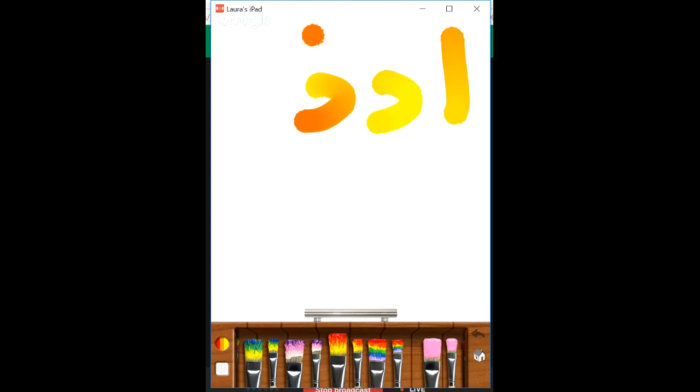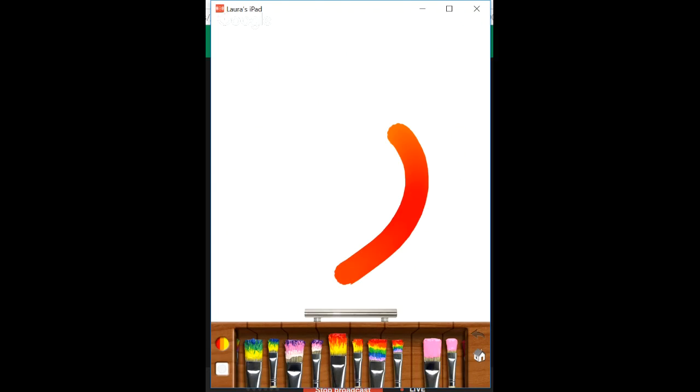We have 3 more. The next one is ra. Ra is a one-way connector. It can be preceded by something, but anything that follows it, you have to leave a space.